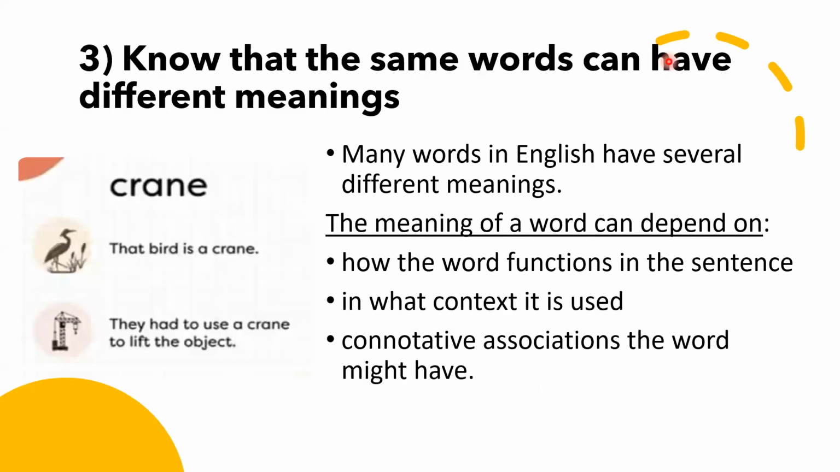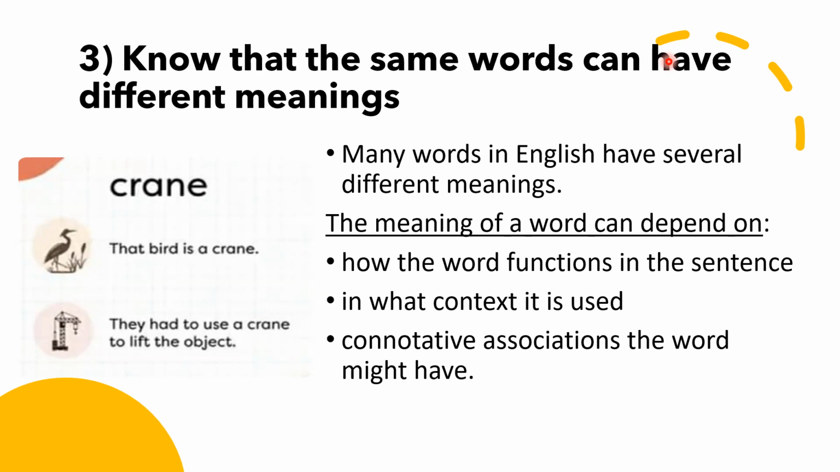Then, the third point is to know that the same words can have different meanings. In English, many words have several different meanings. Look at this example here: the word crane. There are two sentences here. That bird is a crane. And they have to use a crane to lift the object, right? So here the word crane has two different meanings.